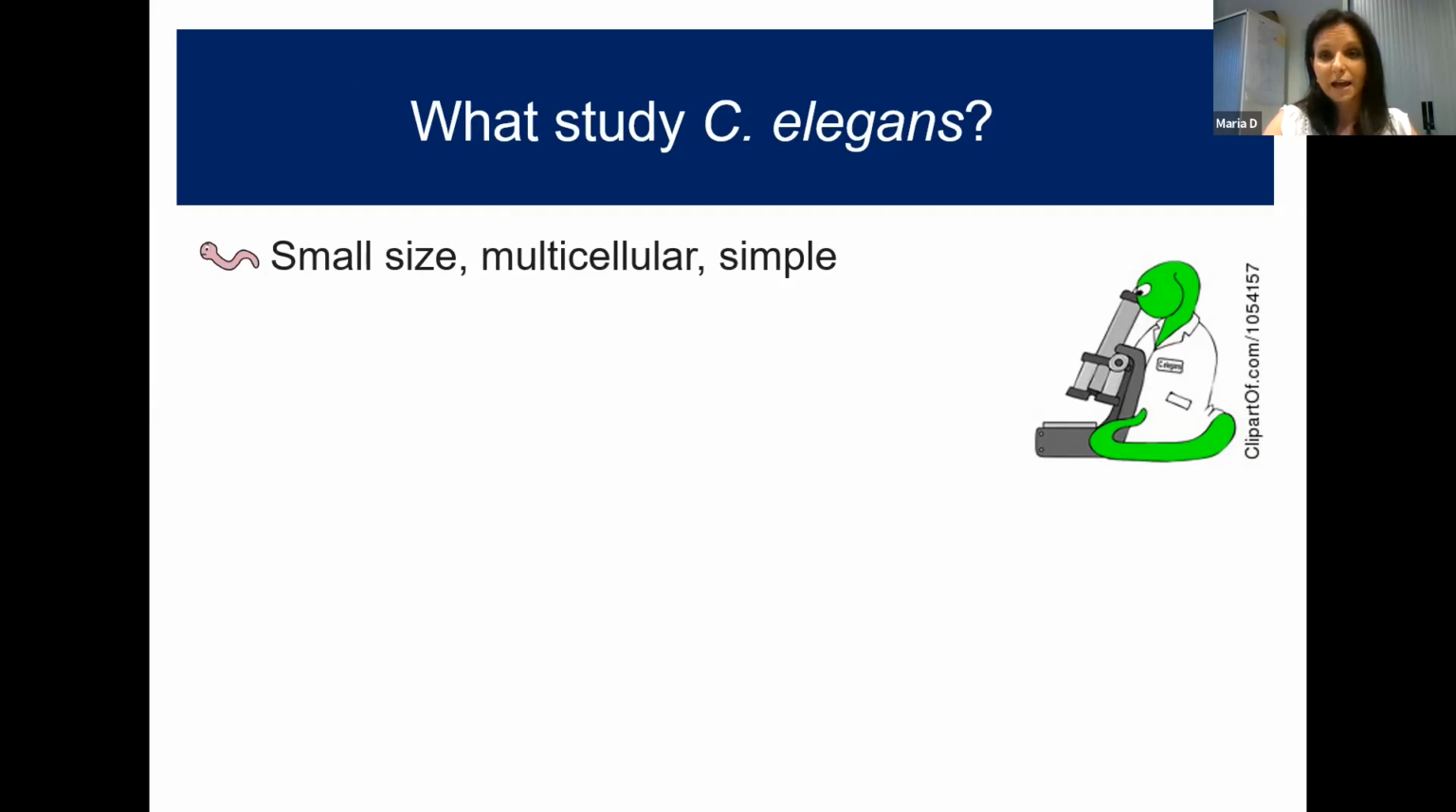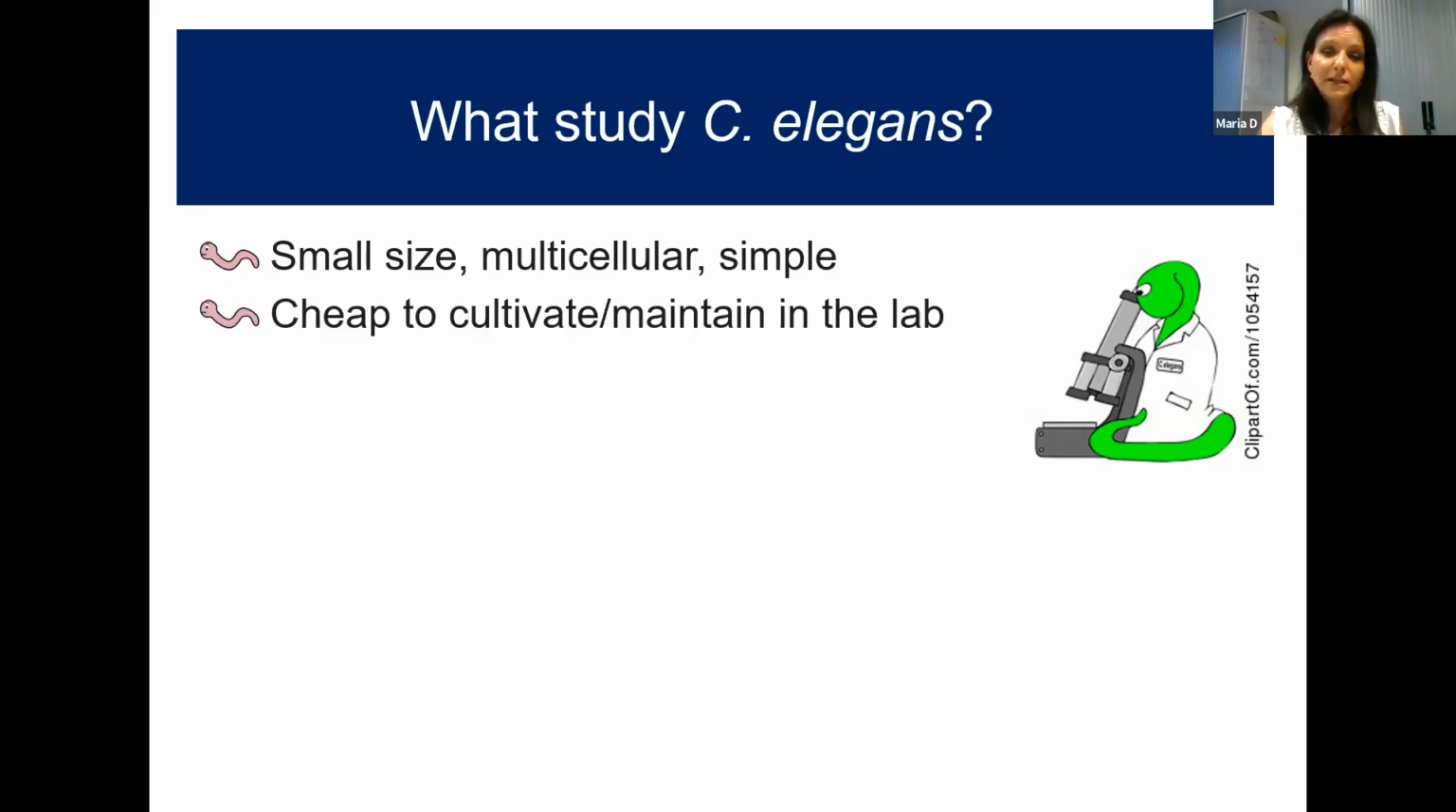As I said, the adult animal is only 1 millimeter long. It's multicellular and it's very simple. It's very cheap to maintain in the laboratory. For example, a plate of animals, when we buy it from America, from the consortium there, is only £7. These animals are shipped by Royal Mail because, as we said, they're non-hazardous. They have a very rapid life cycle. From an egg to an adult, it can take up to 2.5 days, depending on the temperature.